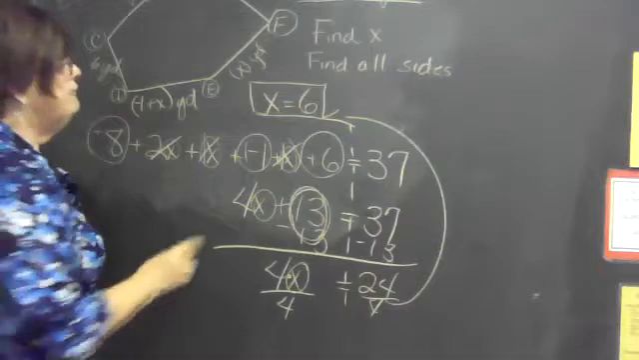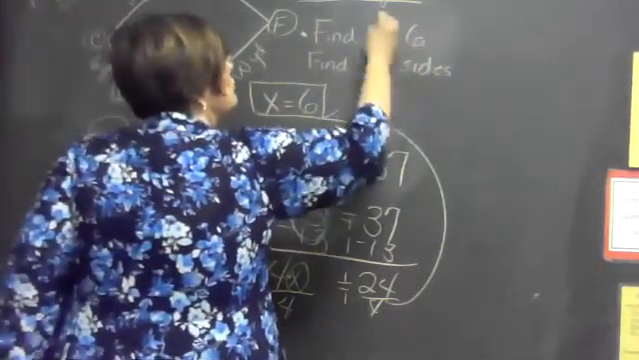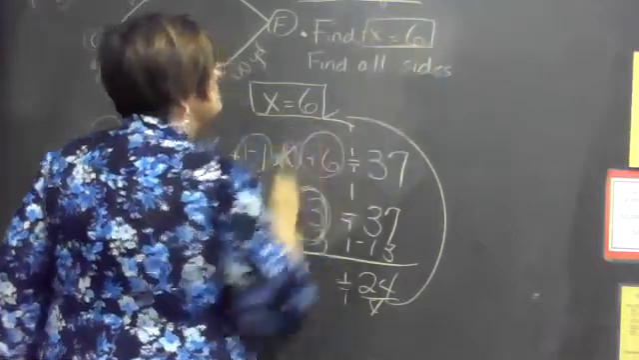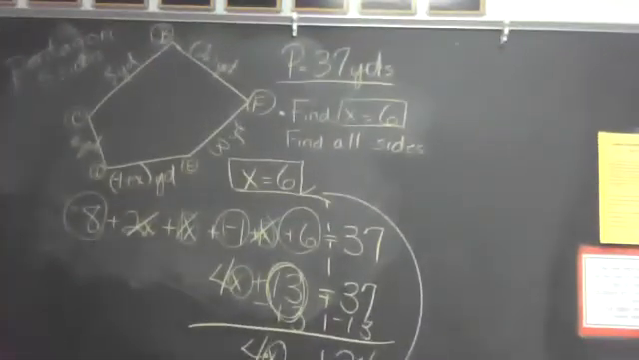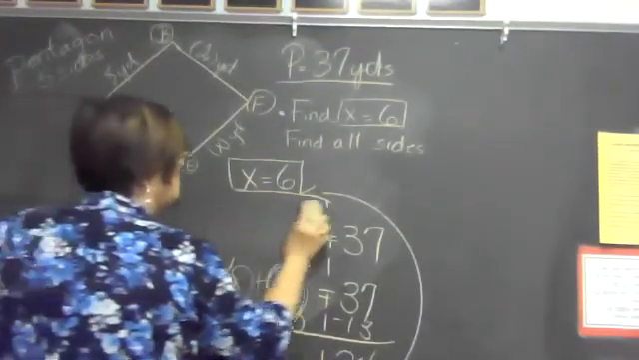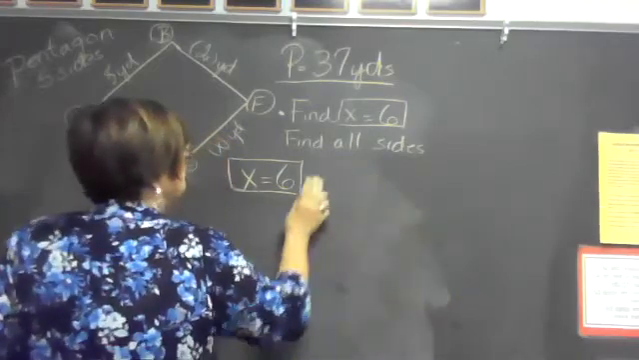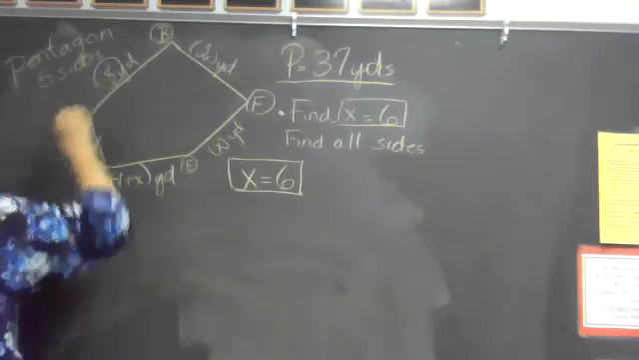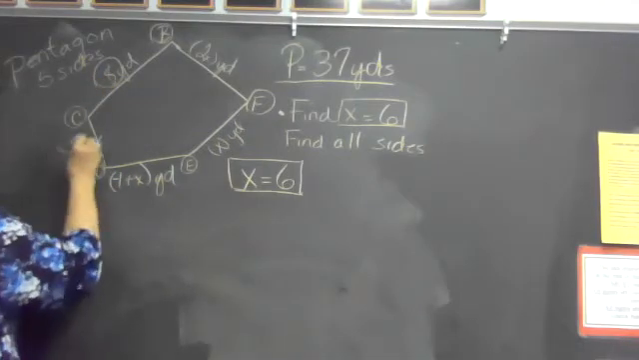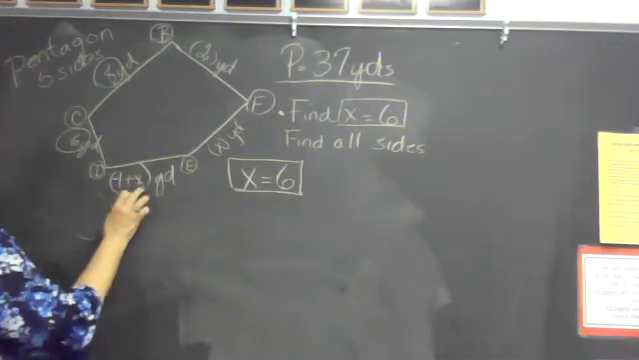So the first thing we had to do was find out what X is. X equals 6. So we've got that much done, but it still says to find all of the sides. So we're going to go back up to the picture. And now we know that this is 8 yards. We don't have to do anything there. We know this is 6 yards. We don't have to do anything there. But here's an X right here.